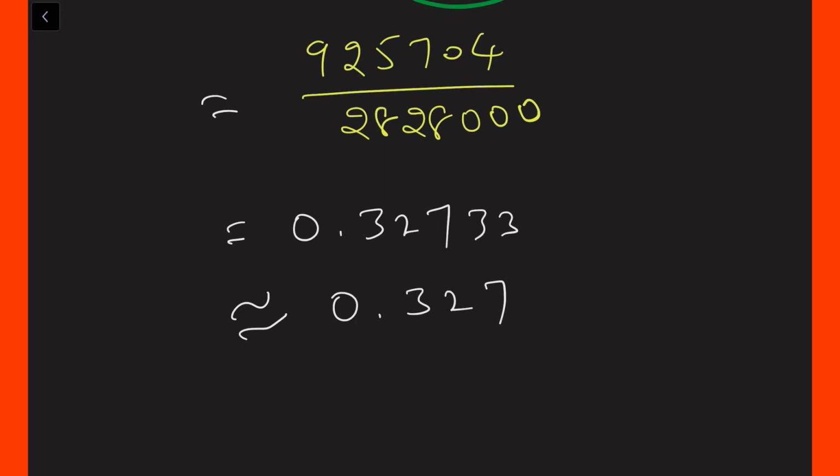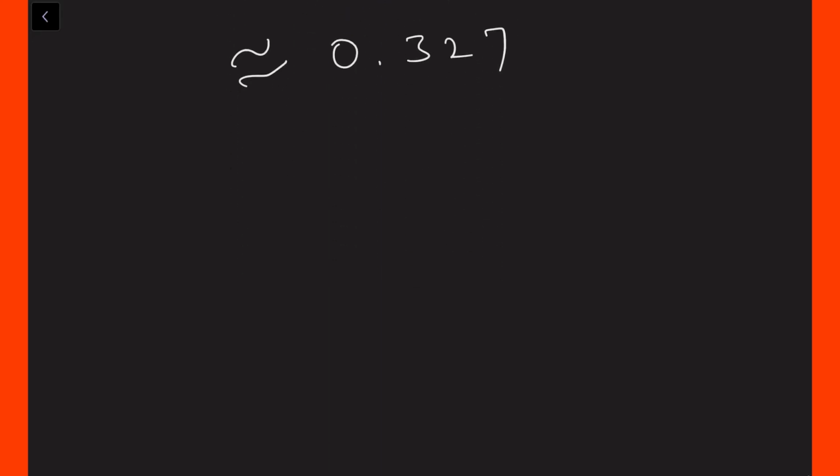Next, let us move to bit number 8. This bit number 8 is very easy, because it is completely related to the exponents and powers topic. Find the value of 64 power 1 by 6.